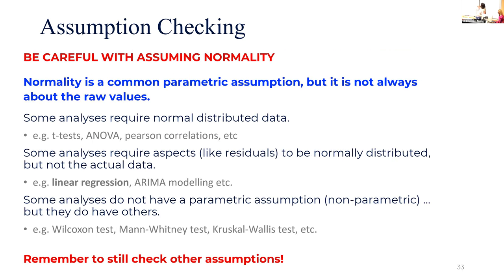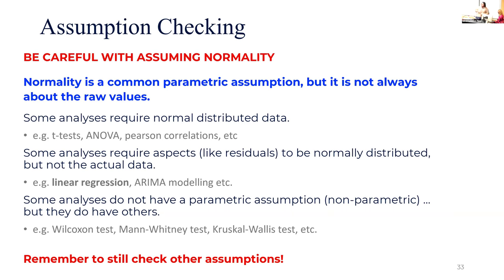And just another note with the normality assumption, because I think people are pretty well-versed on knowing that this has a normality assumption. It's not always that you need your data to be normally distributed. Sometimes we need, say, our residuals to be normally distributed or some other aspect of the data. And so forcing everything to be normally distributed might shut you out from doing analyses that you could actually apply. So some analyses like t-tests, ANOVAs, Pearson correlations, they do require the data to be normally distributed.